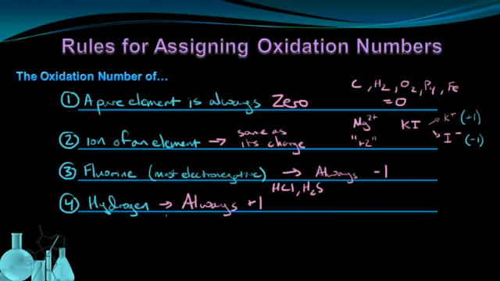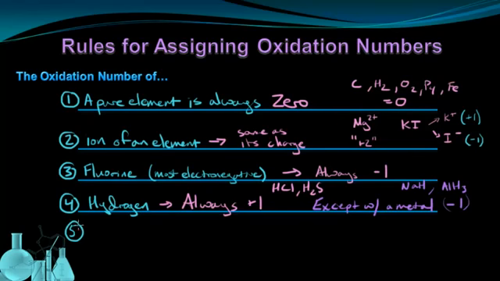However, there is an exception for hydrogen. So when hydrogen is with a metal, it instead has a -1 oxidation state. So for example, sodium hydride, the sodium is a metal in this case, so hydrogen has a -1. And another example would be aluminum hydride. In this case, aluminum is the metal, and hydrogen has a -1 oxidation state.